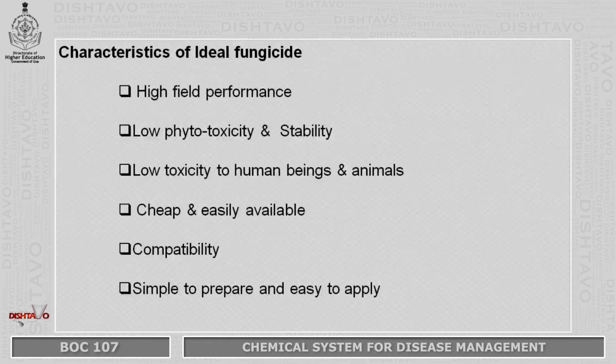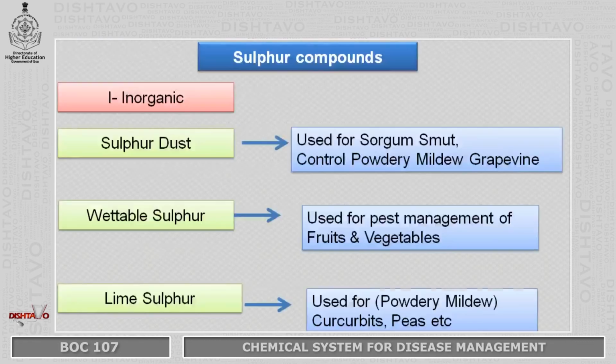Now, what are the characteristics of an ideal fungicide? High field performance, low phytotoxicity and stability, low toxicity to human beings and the animals, cheap and should be easily available. It should be compatible with the host, simple to prepare and easy to apply.